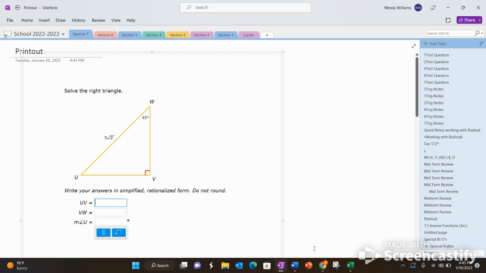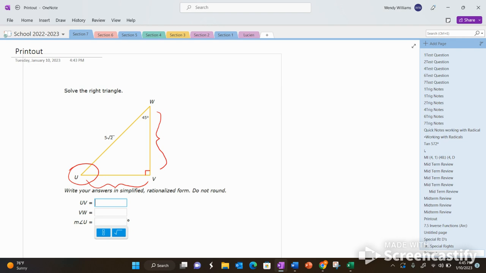Day 2, special right triangles. This is called solving a right triangle, which simply means we find all the missing angles and all the missing sides. And we're going to use either special right triangles, Pythagorean's theorem, or we could do it with trig. Today, we're just practicing what we learned yesterday with the 45, 45, 90s. Okay? And here we go.